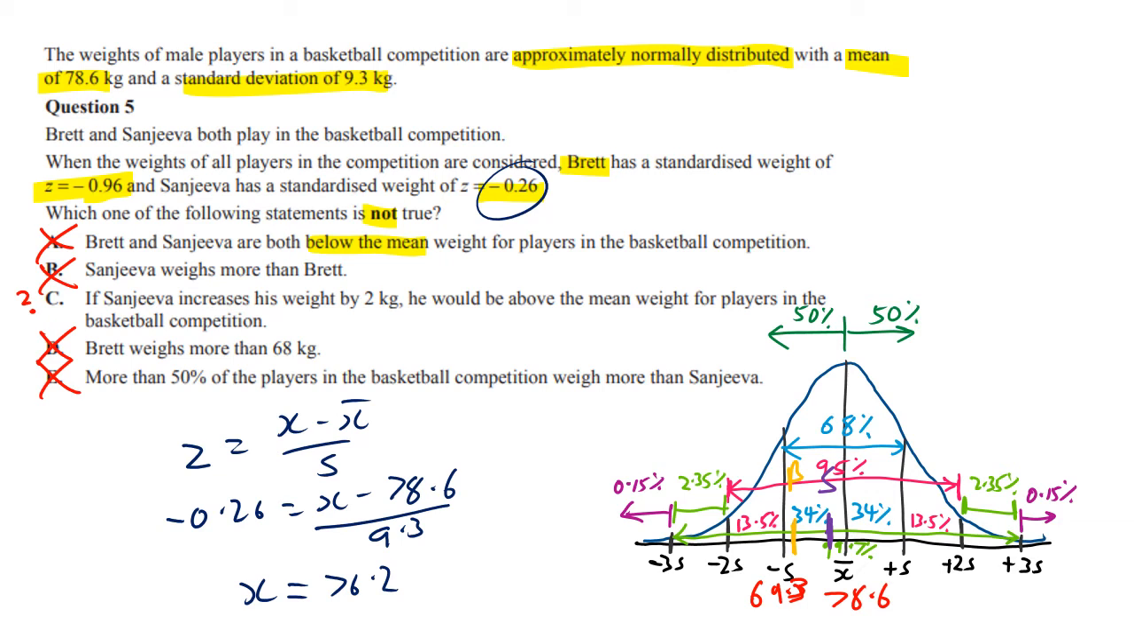So if you add 2 kilos to that, you would get 78.2. So you wouldn't actually be going past the 78.6. So it is not true that if you add 2 kilos, you go past the mean. There you go. One of the rare occasions where you use that formula. It's not actually that common in past exams.